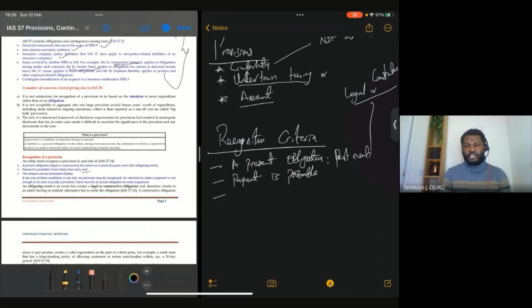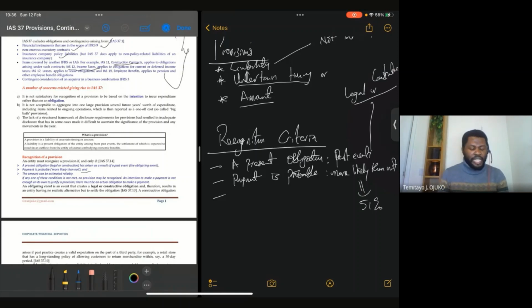Now, the next thing is payment is probable. Now, what does that mean? More likely than not. Payment is probable, more likely than not. Very simple and straightforward. It means that the likelihood of you making that payment is more than you not making the payment. What does that mean? Typically, if it's a 51% likelihood of you making payment, that is, payment is probable.